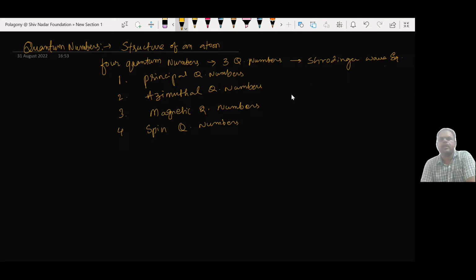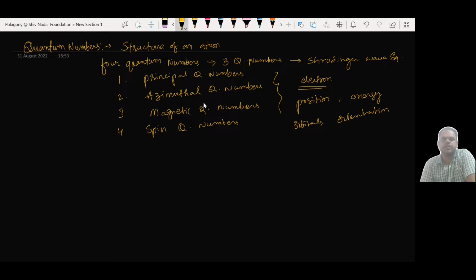And all these quantum numbers talk about the electron. What they tell about the electron is the complete detail and description of electrons around the nucleus, their position and energy state, and orbitals and their orientation.